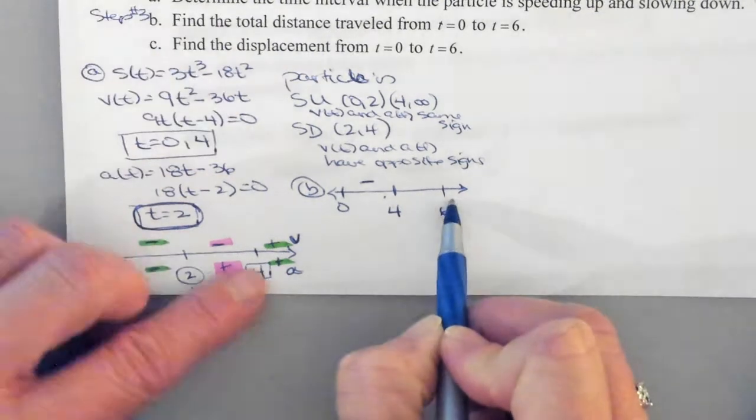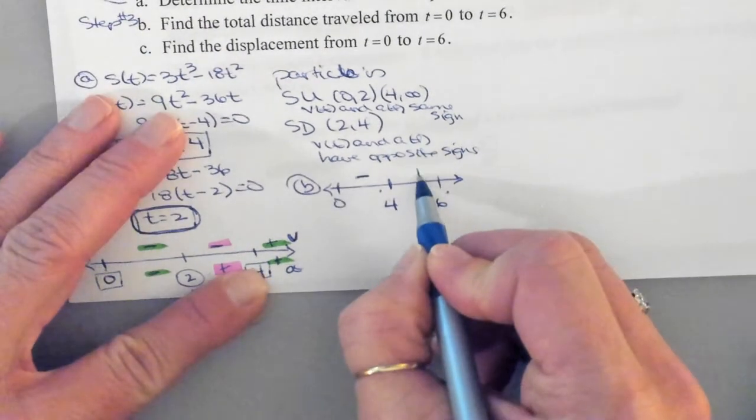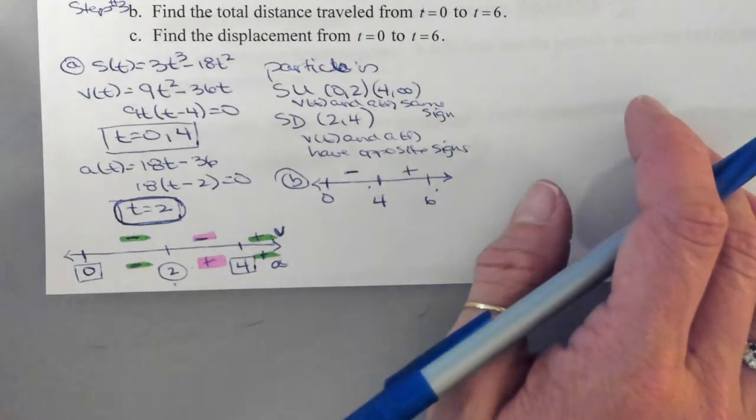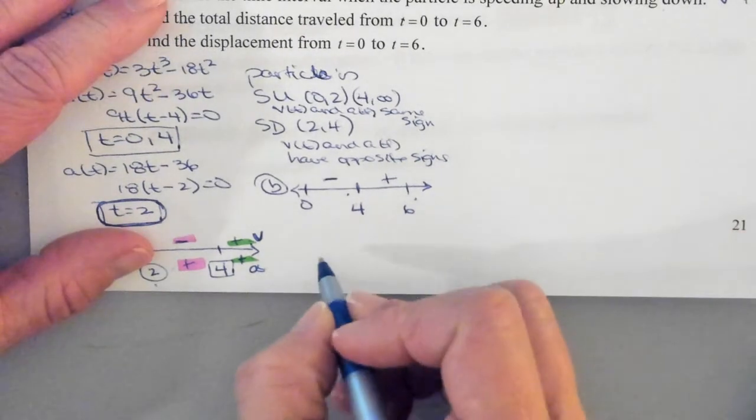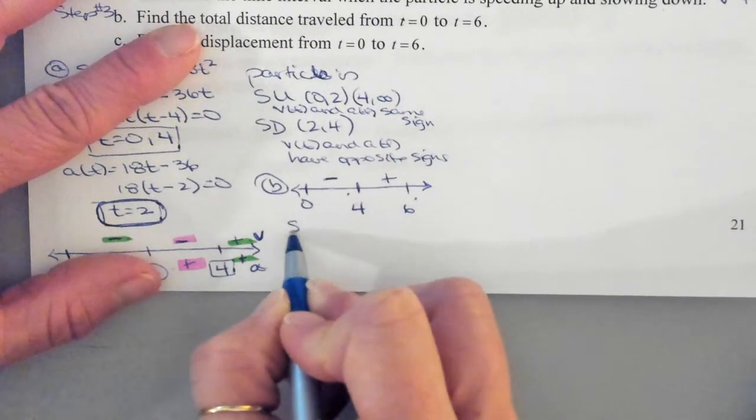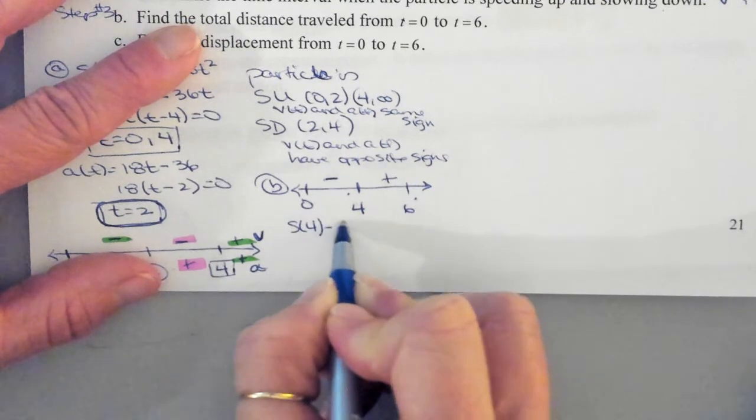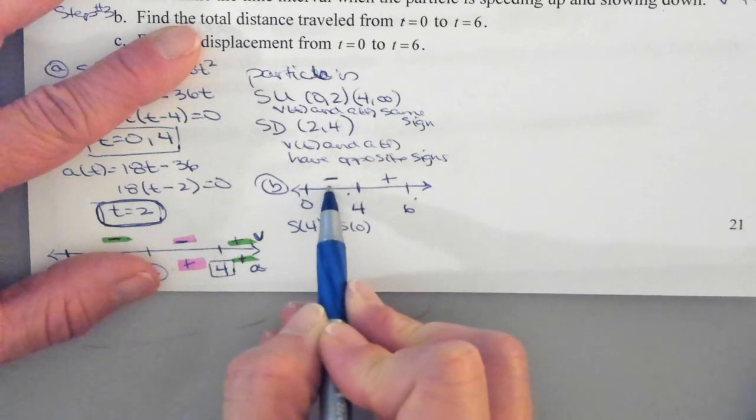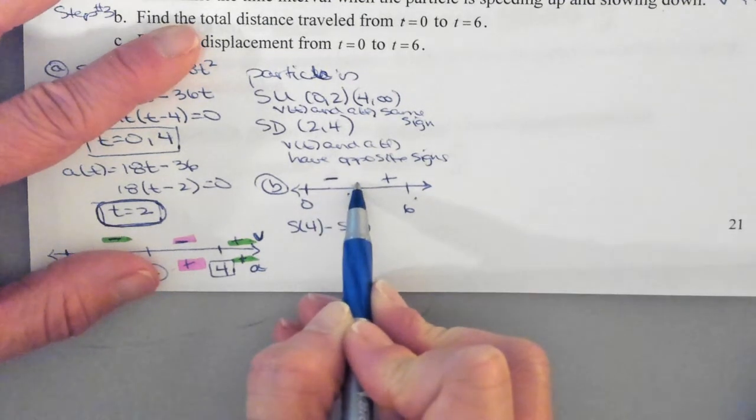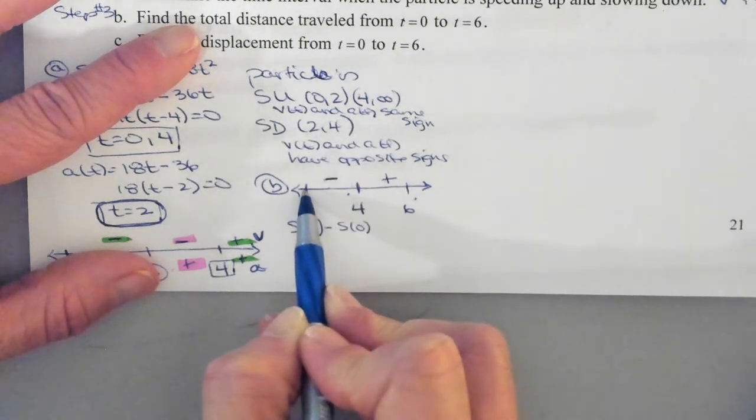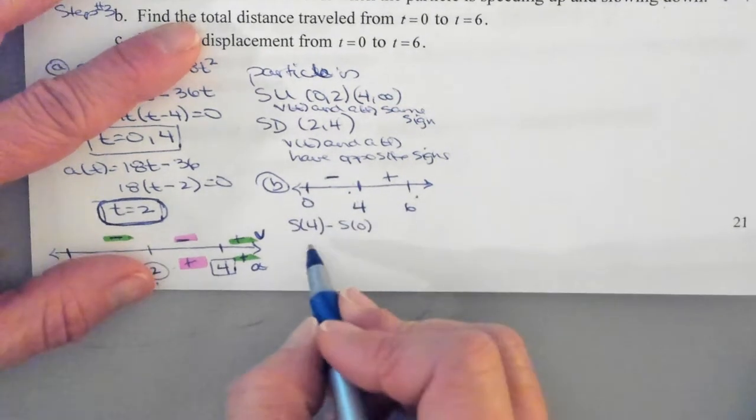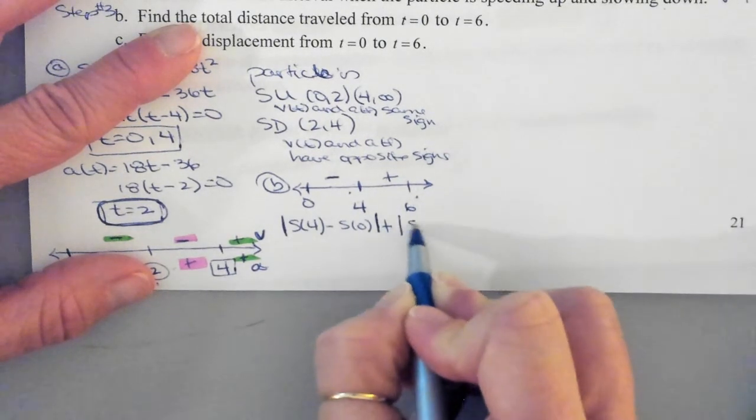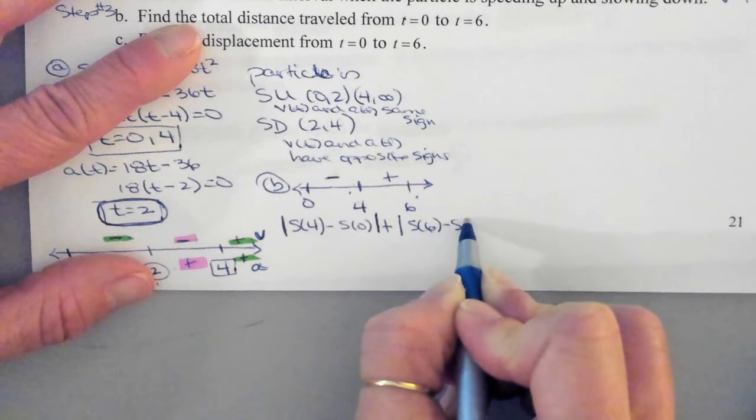From 4 to 6, we know velocity was positive, but I'm still going to take the absolute value, just because we can. So what we want to do is evaluate the position at time 4 minus the position at time 0, because that gives me the distance traveled here. If I was 100 feet from where I started, and I started off at 200 feet, you can figure that out. So this is the absolute value of S of 4 minus S of 0, plus the absolute value of S of 6 minus S of 4.